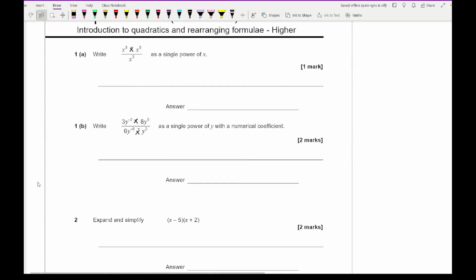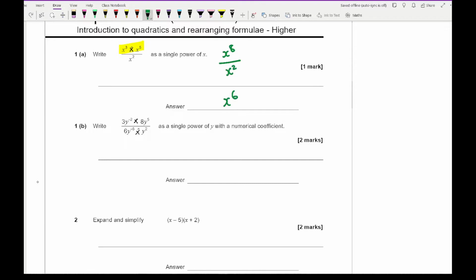So looking at question 1, it says write x to the power 3 times x to the power 5 all divided by x to the power 2 as a single power of x. So the first thing we need to do is simplify the numerator. So we're multiplying, so we add the powers, so that becomes x to the power of 8. And then we divide, so we take away the powers, giving us an answer of x to the power of 6.